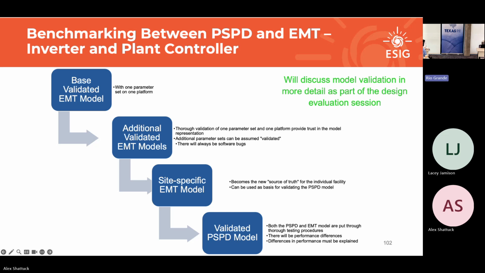So the important piece of this is that you're never going to get an identical EMT and PSPD model for everything, for every test. But if there are differences and you're uncomfortable with the differences, ask someone about them and you'll get an answer from that.